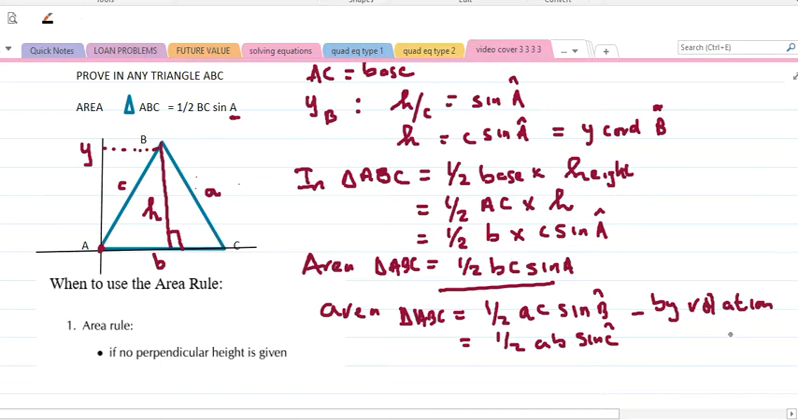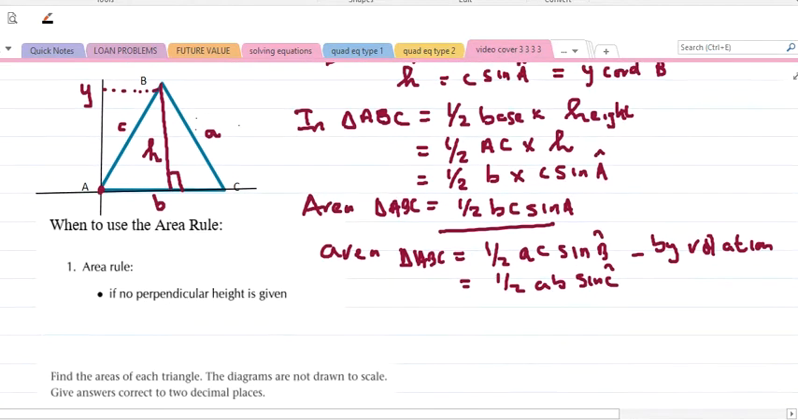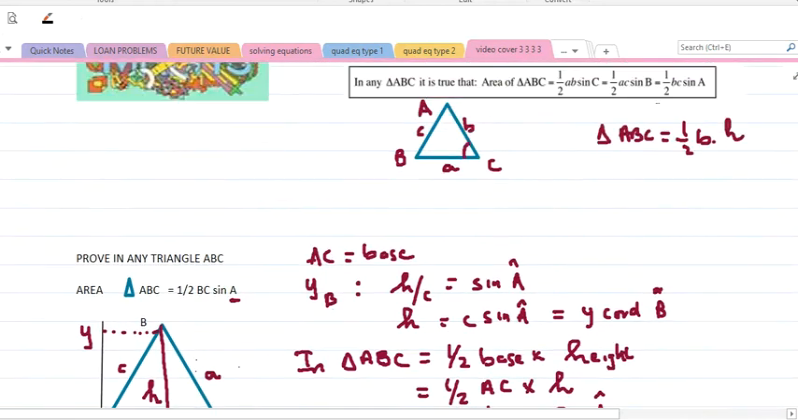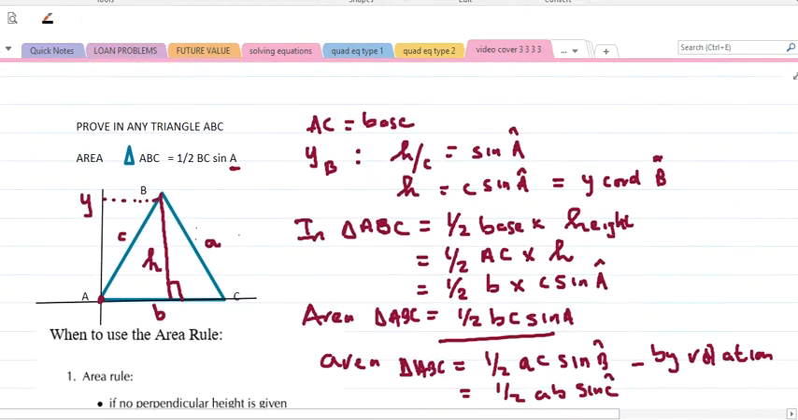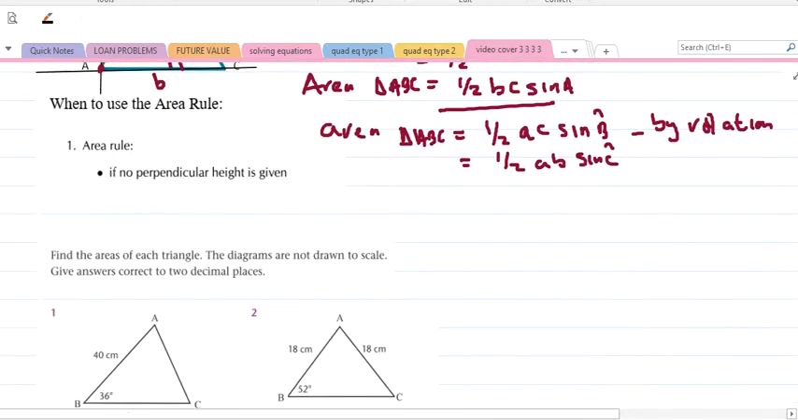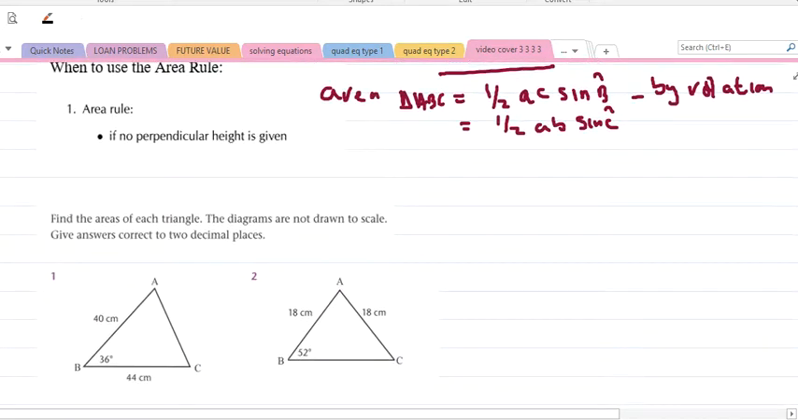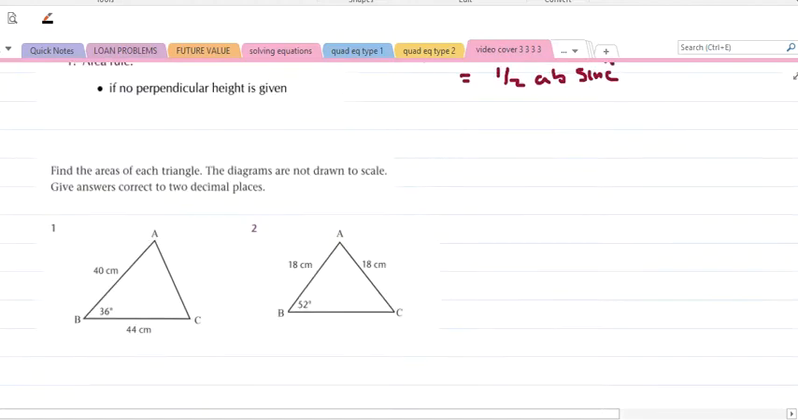So this is a very simple but effective proof for the area rule. Now if we look at the area rule, we apply it if no perpendicular height is given, meaning that if we're given the height of the triangle, we would use our standard formula, which we discussed as half base times height. Good. So let's look at how we can apply the area rule to some basic examples.